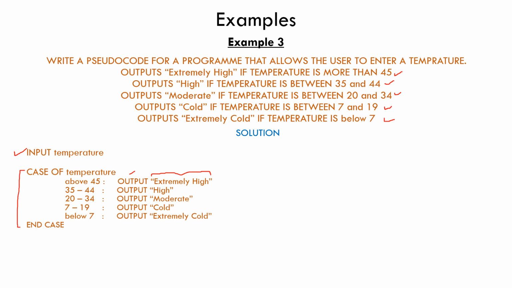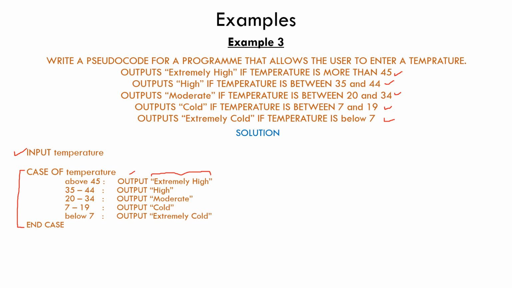See, this is the case, end case. This is the whole block. This block will check the case of temperature. You have entered the temperature. What is the temperature like? So it will check. If the temperature is above 45, you will write extremely high on your screens. You will get this message.